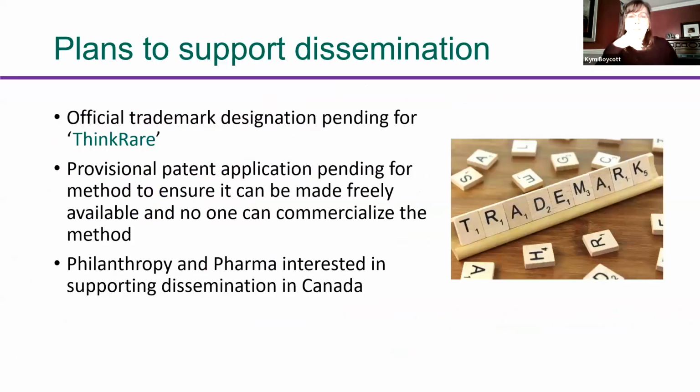Because what we want to do is make this available to everyone without any sort of things that could set up barriers. And so we are applying for the official trademark ThinkRare for Canada, and we put a provisional patent application on the method to ensure that we can make it freely available and that no one could come after us and commercialize it and then try to sell it to people, because that would be against what we're trying to do, which is trying to improve visibility for rare disease patients and making it accessible to everyone. And there is some philanthropy and pharma that have become quite interested in supporting dissemination in Canada. And so we'll likely use some of those resources to help the other hospitals in the different areas do a little bit of the work they'll have to do to make sure their specificity and sensitivity are optimized.